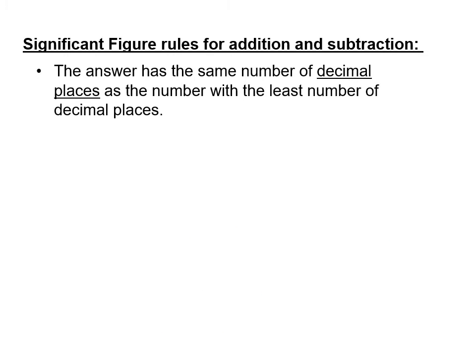All right, now let's look at the rules for addition and subtraction. The rules for addition and subtraction are a little bit different than multiplication and division. Remember, with multiplication and division, the rule was that the answer has the same number of significant figures as the number with the least number of significant figures. For addition and subtraction, the rule is that the answer has the same number of decimal places, not significant figures, but decimal places, as the number with the least number of decimal places.